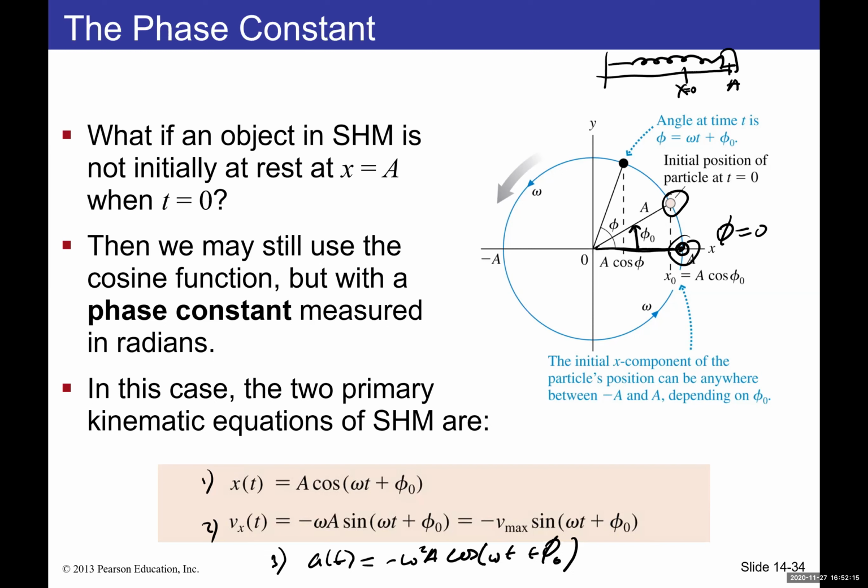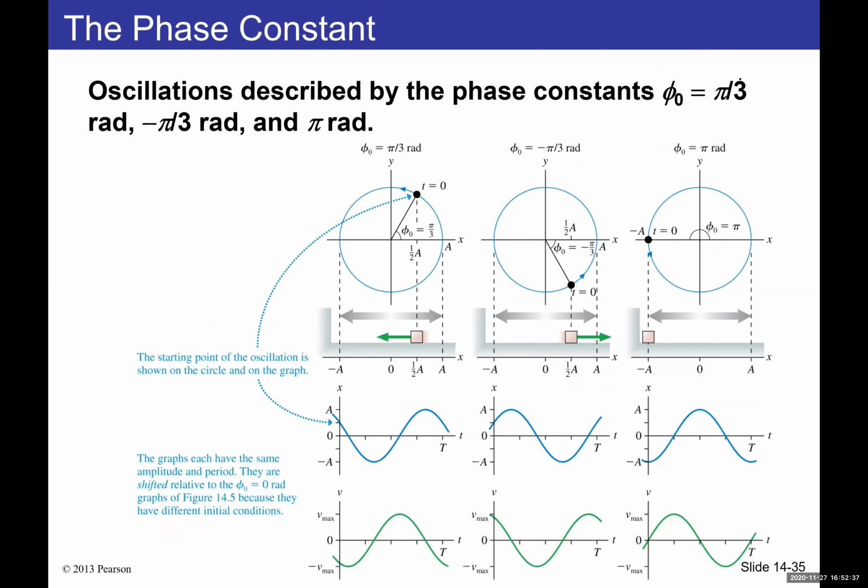So move this angle phi naught over here, and let's say it's somewhere over here, and then you start the timer at t equals 0. Then you have to find that angle phi naught. And we can use circular motion as an analogy to get that phase constant. Okay, so here's an example.